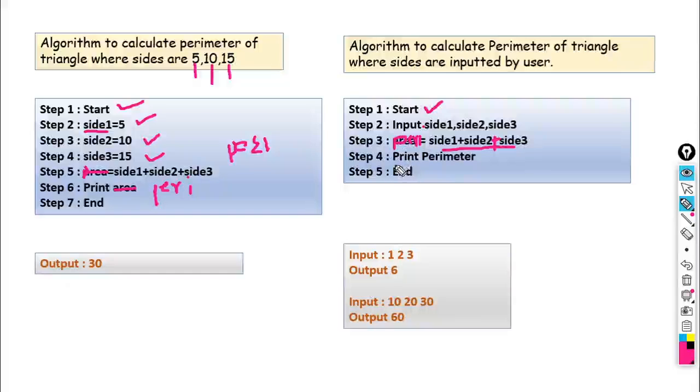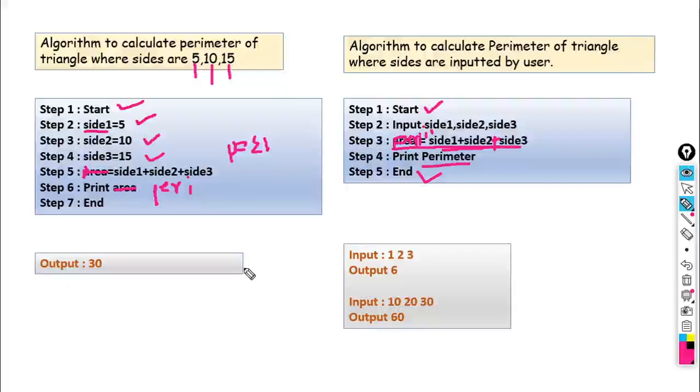How to print this? So print perimeter. Here the variable is perimeter, so while using the print statement, you should write the same variable name. So what is this statement here? Perimeter is equal to side1 plus side2 plus side3. Then print it on screen and then end of algorithm.